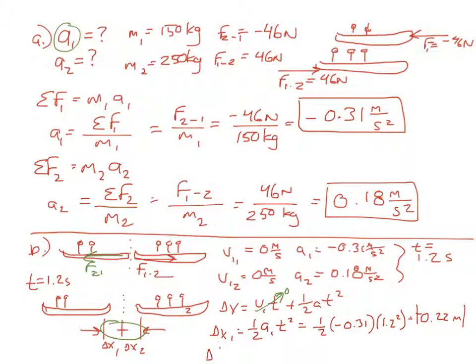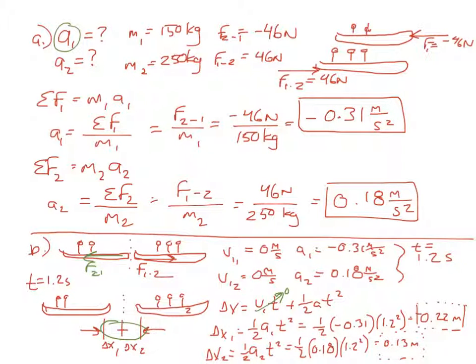Delta x2, man, I'm going to run out of space here, is the same equation: 1/2 times the acceleration of 2 times the time squared. So that's 1/2 times, what's the acceleration of 2? Oh, it's less, right, because there are more people in it. 0.18 meters per second squared times the time, 1.2 seconds, squared. That gives us a displacement for canoe 2 of 0.13 meters. It hasn't moved as far, and that should make sense. I'll continue this absolute value box with a dotted line around it. It makes sense because even though the force is the same, the mass is greater with canoe 2, so there's less acceleration, and it doesn't go as far.